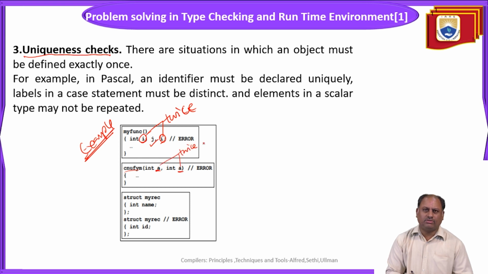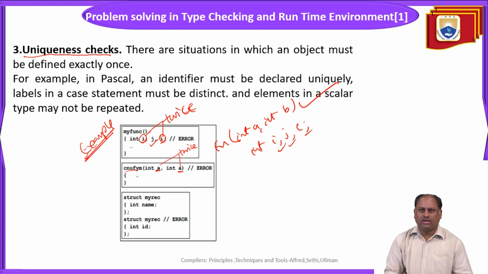So it is not allowed to give the same name several times. So you can give different names, int a comma int b, so that it is a valid function. With this one it is valid. So here also you can write i comma j comma c like this. This is valid. But repetitions are to be verified in the compilation process, and this type of error comes under uniqueness.